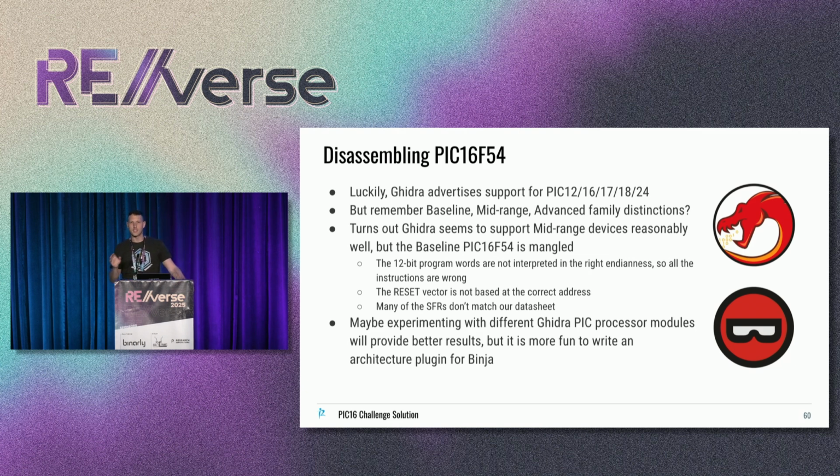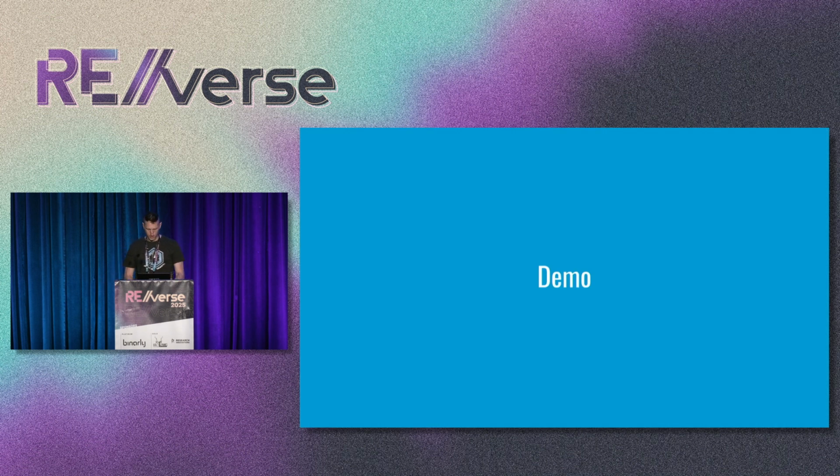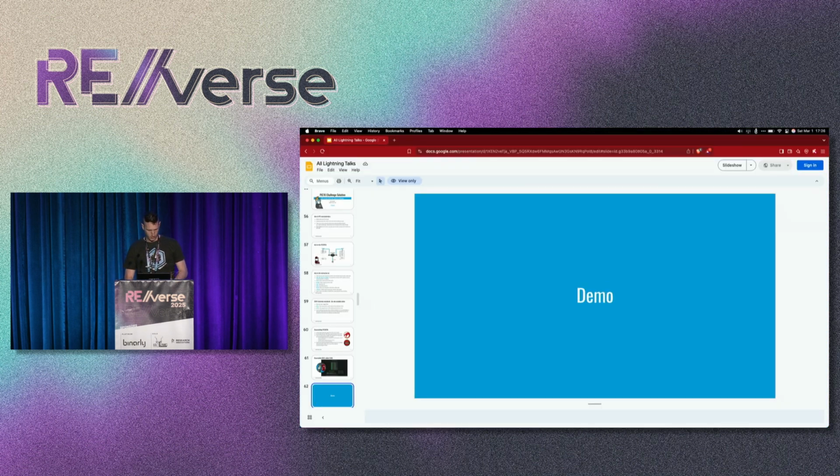So you could probably experiment, and there may be some other options in Ghidra, but I think it's more fun to write an architecture plugin anyway for Binja. So I'm a little biased, but as we look here, there's just a screenshot, and you'll see a nice, healthy dose of gotos. And so we're going to go to a little demo and explore what's in that just a little bit more.